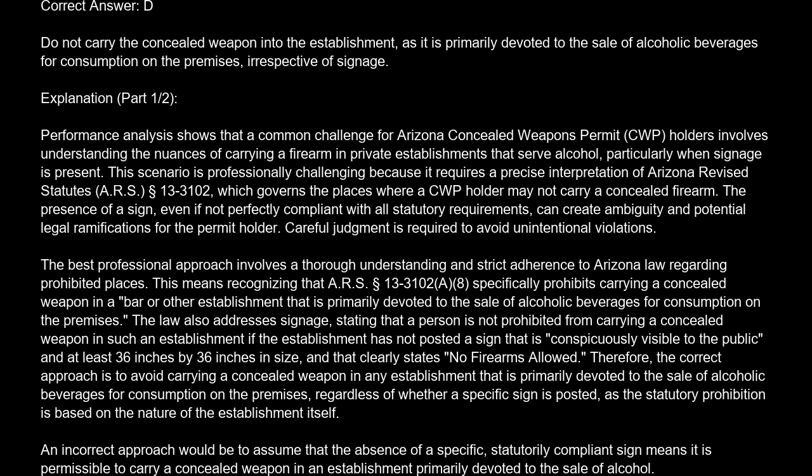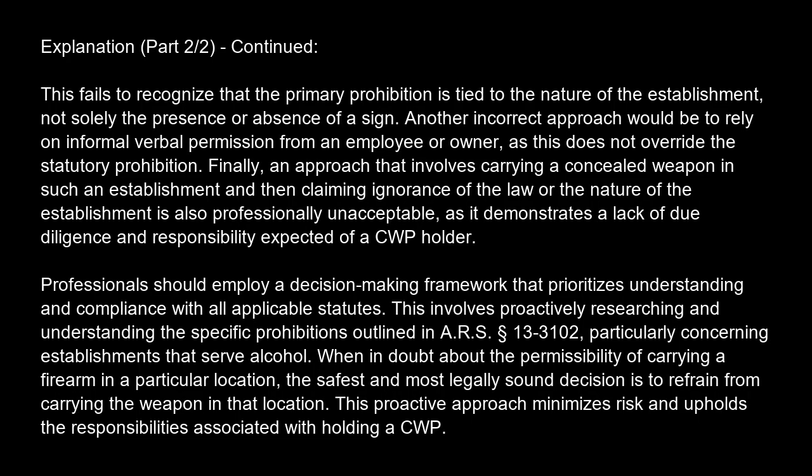Therefore, the correct approach is to avoid carrying a concealed weapon in any establishment that is primarily devoted to the sale of alcoholic beverages for consumption on the premises, regardless of whether a specific sign is posted, as the statutory prohibition is based on the nature of the establishment itself. An incorrect approach would be to assume that the absence of a specific, statutorily compliant sign means it is permissible to carry a concealed weapon in an establishment primarily devoted to the sale of alcohol. This fails to recognize that the primary prohibition is tied to the nature of the establishment, not solely the presence or absence of a sign.